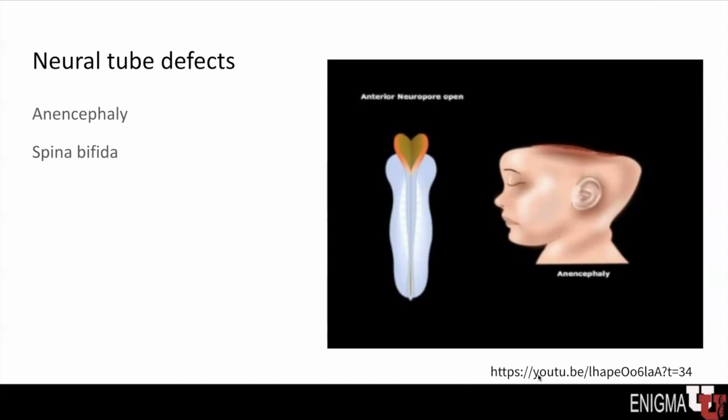And there is a video here. You see the link down below that you can watch to learn more about these neural tube defects. And obviously, during pregnancy, we would typically want to prevent neural tube defects from occurring. And as a result, folate supplementation is often recommended during pregnancy in order to prevent neural tube defects.